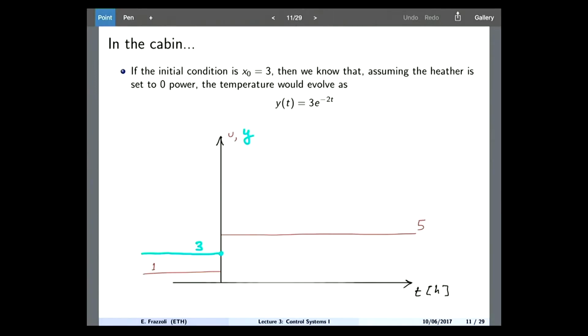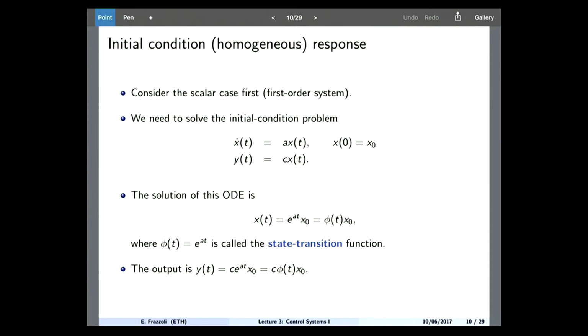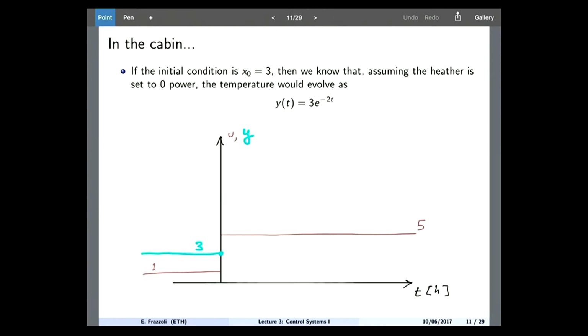In particular, in this case, what we know is that the output will be C times the state, so it will be C times e to the power At times x naught. In our case, what would this be? We know that x naught is 3 degrees. We know that A is -2. So C is 1. So what I know is that y of t will be given by 3 times e to the power -2t.